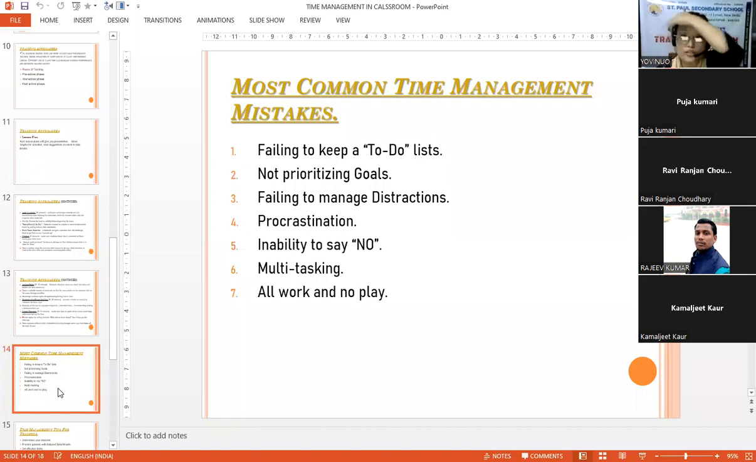Now, there are some common time management mistakes that people fail to avoid. Failing to keep a to-do list, not prioritizing tasks, failing to manage distractions, procrastination, inability to say no, multitasking, all work and no play.